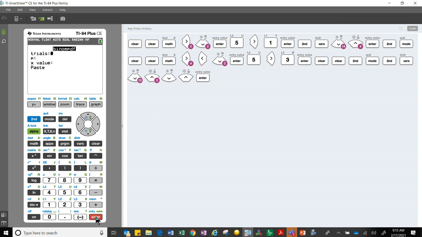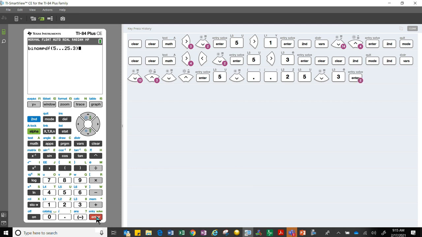So binomial PDF, trials was 5, probability of success was 0.25, and we wanted 3 kids with type O blood, right? So my X is 3. I paste that in. Oh, it gave me too many decimal points, sorry. There you go. So that was our 0.0878.